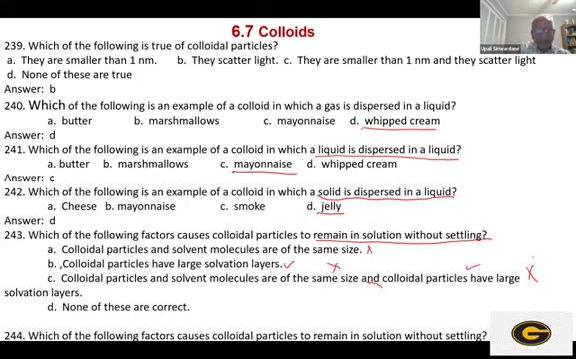The correct answer is colloid particles have large solution layers. That can give a charge, negative or positive, to the solvent layer surrounding the colloid particle. They repel each other. Particles remain dispersed.